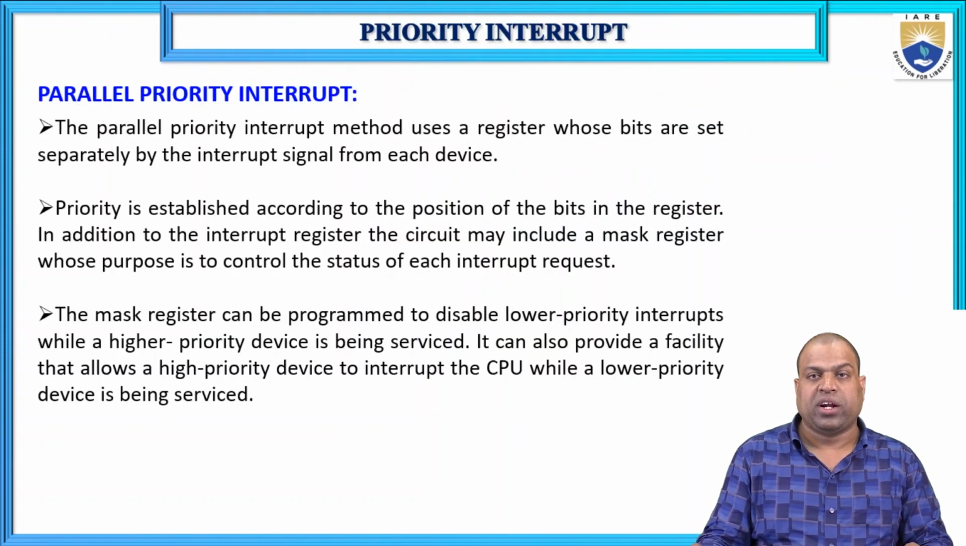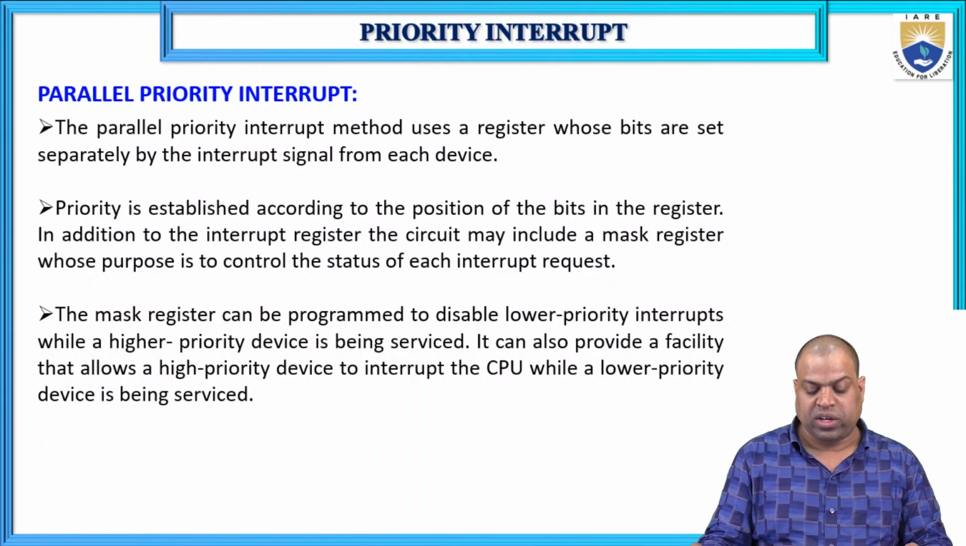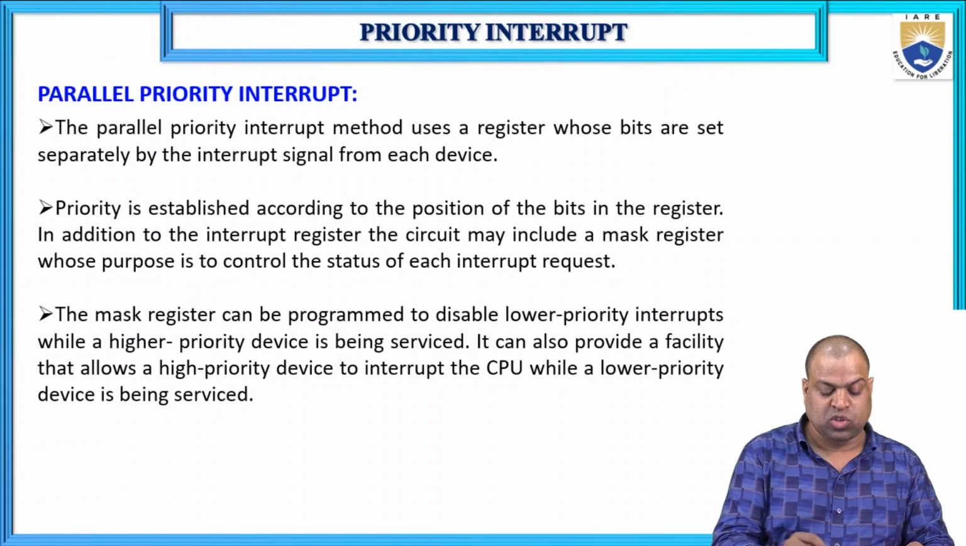Parallel priority interrupt. The parallel priority interrupt method uses a register whose bits are set separately by the interrupt signal from each device. Priority is established according to the position of the bits in the register. In addition to the interrupt register, the circuit may include a mask register whose purpose is to control the status of each interrupt request. The mask register can be programmed to disable lower priority interrupts while a higher priority device is being serviced, and it can also provide a facility that allows a higher priority device to interrupt the CPU while a lower priority device is being serviced.